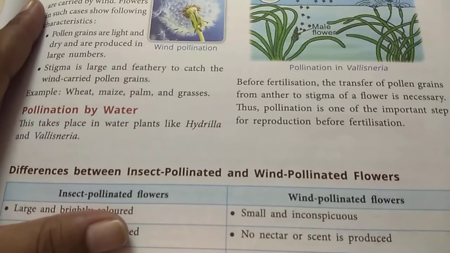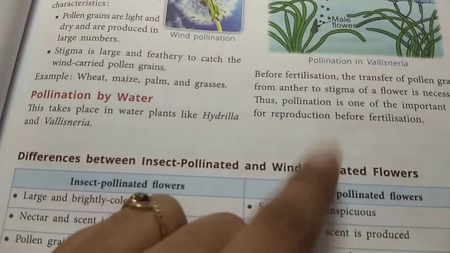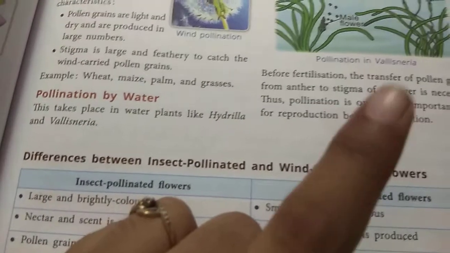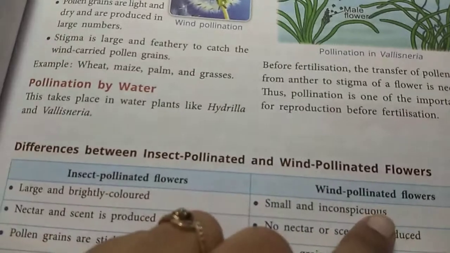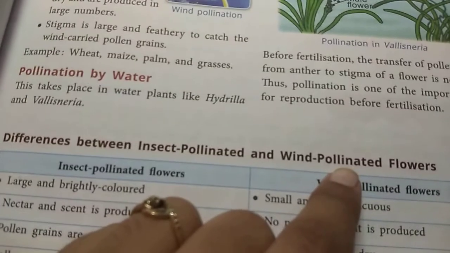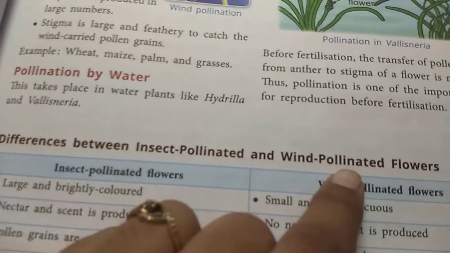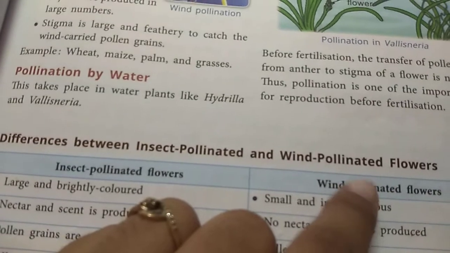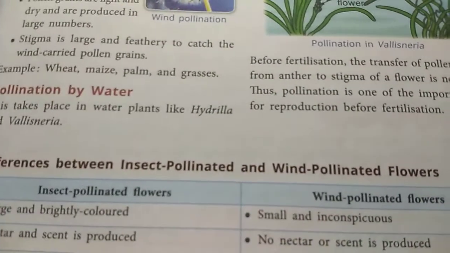Okay, so if you will see, first of all pollination will take place, then fertilization will take place, then reproduction will take place. Without pollination, fertilization will not be possible, and without fertilization, reproduction will not be possible. So for reproduction, fertilization is important, and for fertilization, pollination is important.